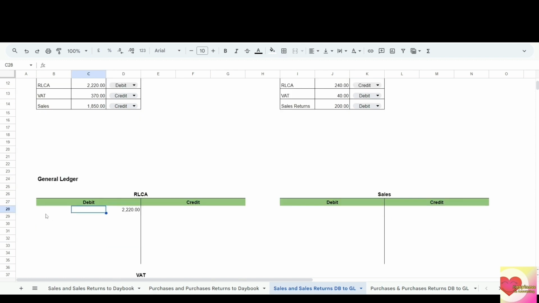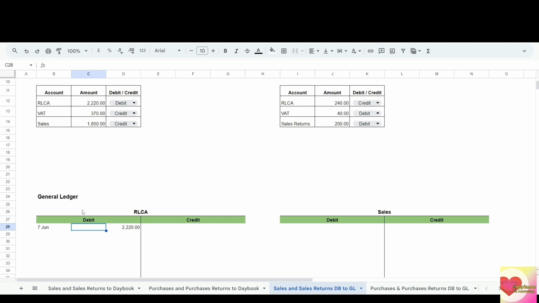The date is the end of the period. In the details column, I will put the title of the account or accounts of the opposite entry just to show you the dual effect. So this amount is equivalent to the sum of sales and VAT. So I will put sales and VAT. Now let's go to those two accounts.